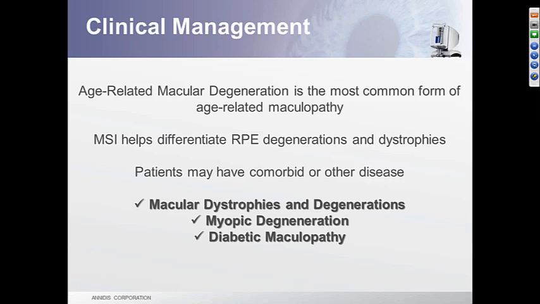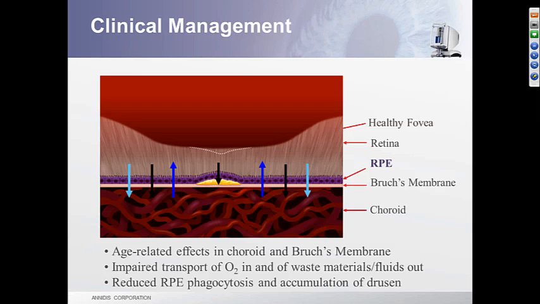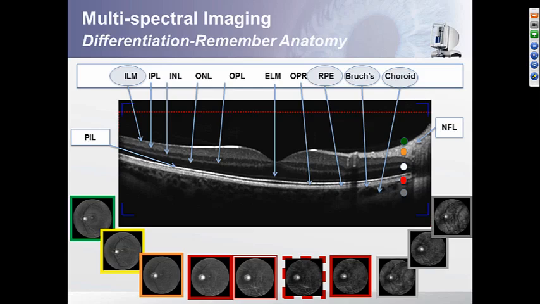But keep in mind, you can also have patients with comorbid disease, and the most common comorbid RPE disruptive degenerations, if you will, are myopic degeneration and diabetic retinopathy or blood flow to the RPE. When you go through the multispectral images, keep anatomy in mind. The upper layers of the retina are clear. The RPE is pigmented, and the choroid is highly full of blood vessels. And I'll walk you through that in a little more detail momentarily.